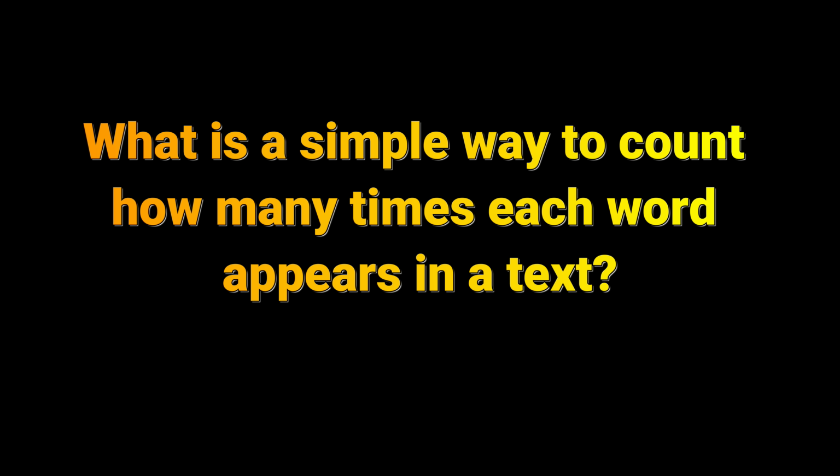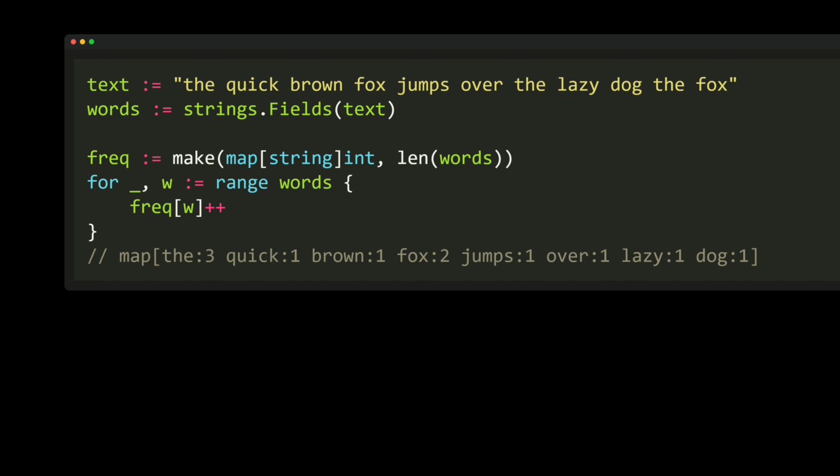Question: what's a simple way to count how many times each word appears in a text? You can use a map with string keys and integer values for word counting. First, split the text into words. Then create a map and loop through each word.